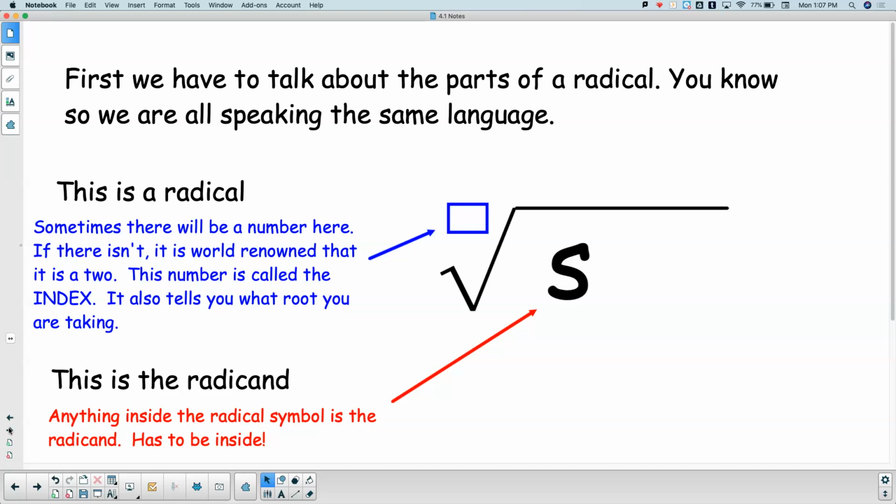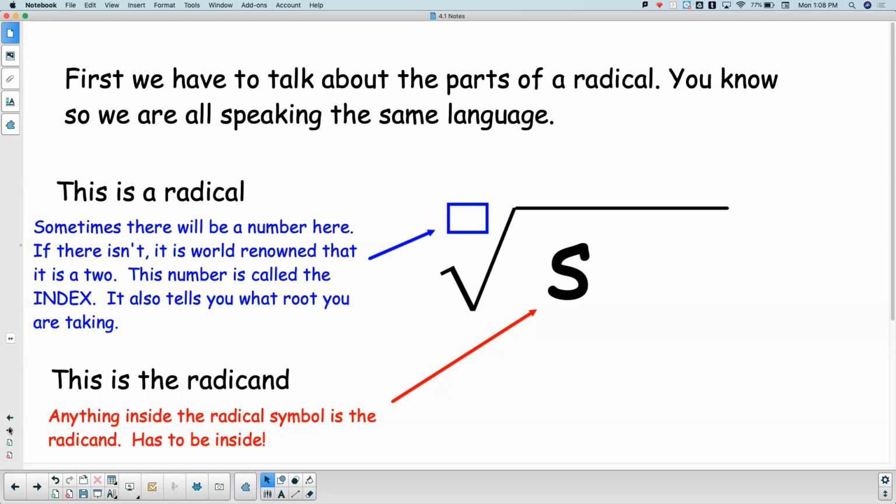There can be numbers in there. There can be variables in there. We can have powers going on in there. There's a lot of stuff that can be going on inside the radical, but all of it is called the radicand. The blue box outside the radical is called the index. The index tells you what root you're taking. If it's a square root, we don't write anything there. So today there's not going to be anything because we're going to deal with all square roots today.